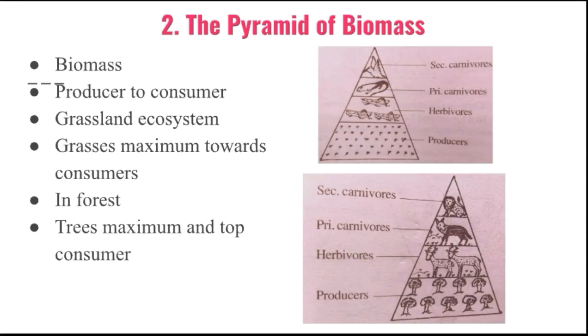Okay, that is the grassland ecosystem example. Another example you have seen here is the forest ecosystem example. In that, the biomass of trees is the maximum and the biomass of the top consumer is the minimum. You have seen here, the biomass of trees is a maximum.